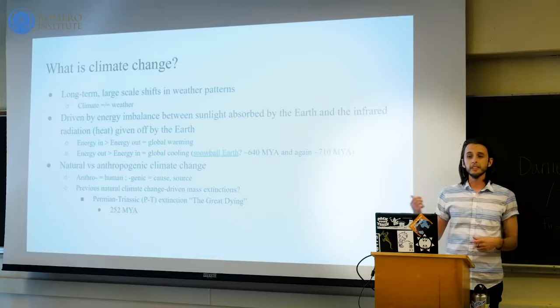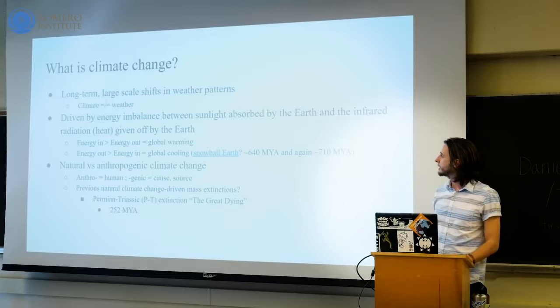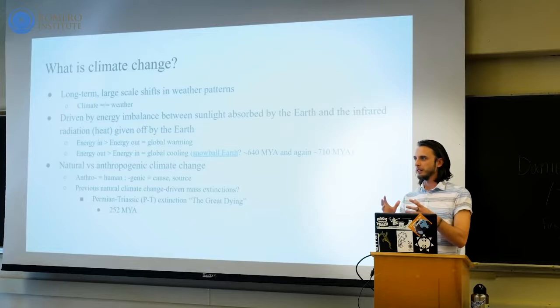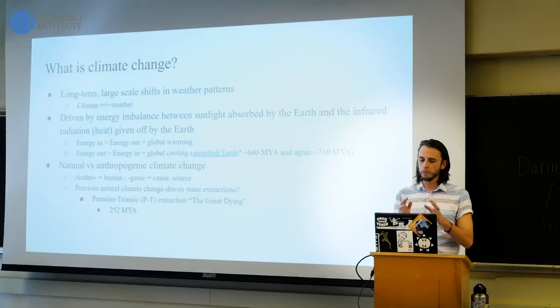And that's happened before, actually. The global cooling happened about 640 million years ago, and again about 710 million years ago. And that was what scientists call a snowball Earth or a slushball Earth, because there's still some debate as to whether or not the equator froze over, because it would be really hard to get out of a snowball Earth type scenario. And so these types of extreme climate changes, one direction or another, are very hard to get back to a stable middle point once you get out of them.